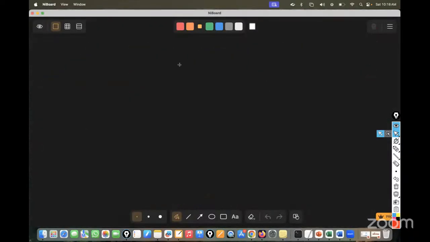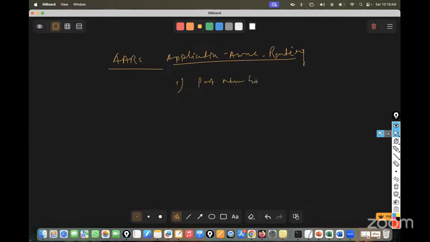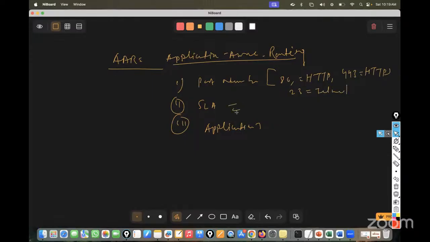If I talk more specifically about application aware routing, it is for SLA, right? Let me tell you. First, you can use port numbers. You can use the SLA. You can use applications. All three parameters can be used. Let's suppose you talk about port 80, which service does it represent? HTTP, right? Port 443 is HTTPS. Port number 23 is Telnet. SLA, we'll discuss, is service level agreement.